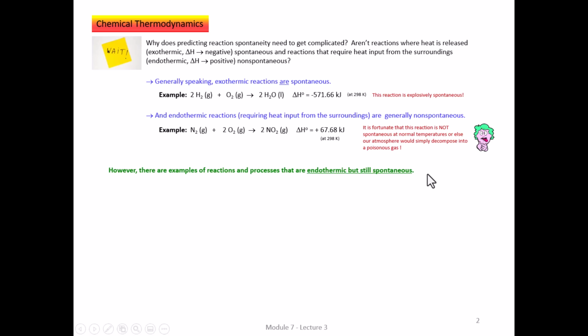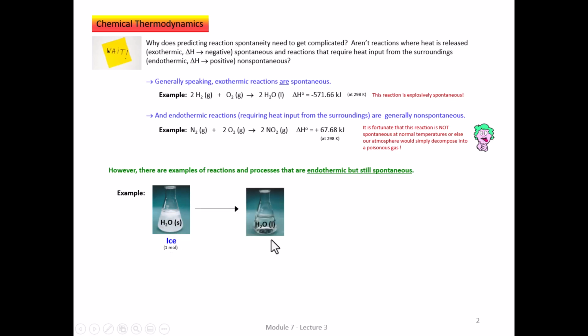Once started, they go by themselves. Here's an example of a process that you see all the time. How about a flask full of 1 mole of ice, solid water, melting to 1 mole of liquid water at room temperature? You know that's spontaneous because you see that occur, yet this does require heat input from the surroundings. It's an endothermic process. Delta H is positive, so there's an endothermic process that's spontaneous.